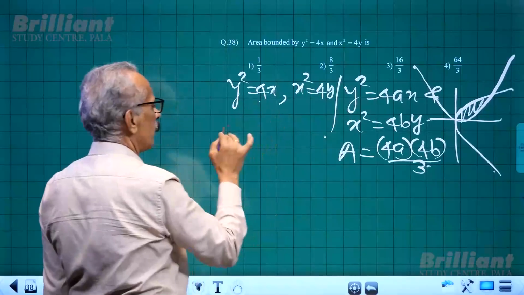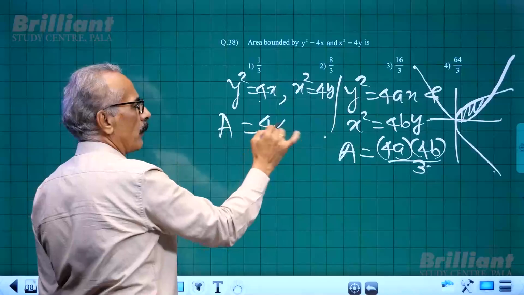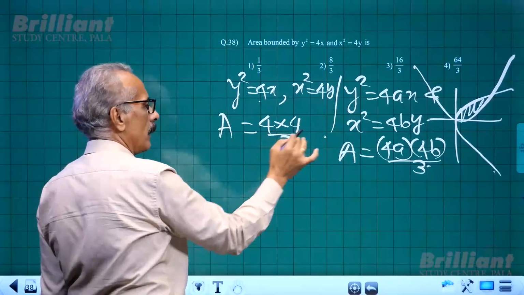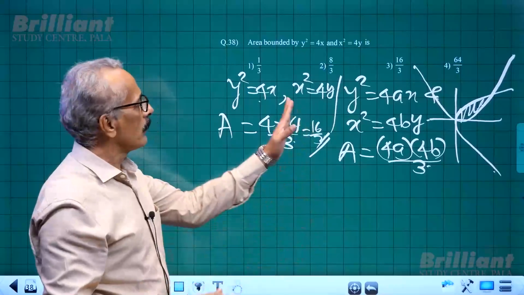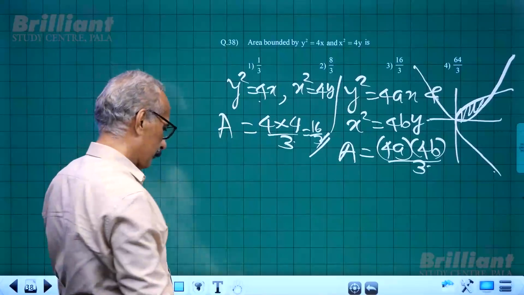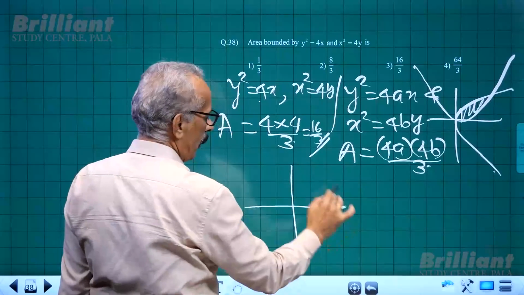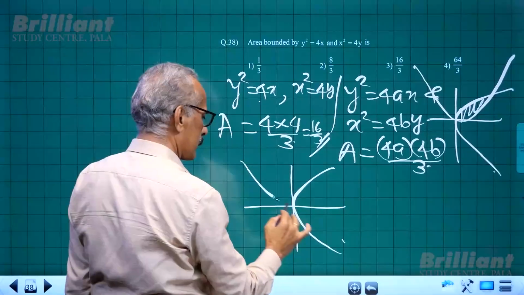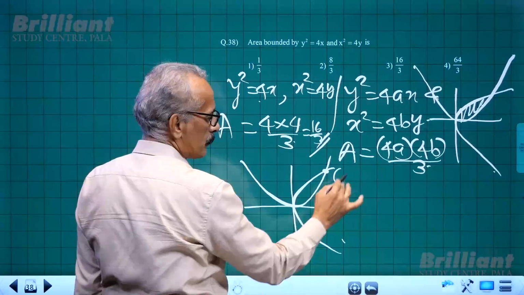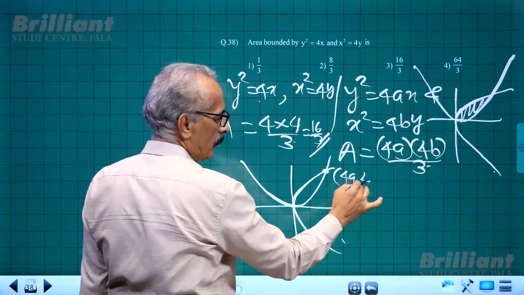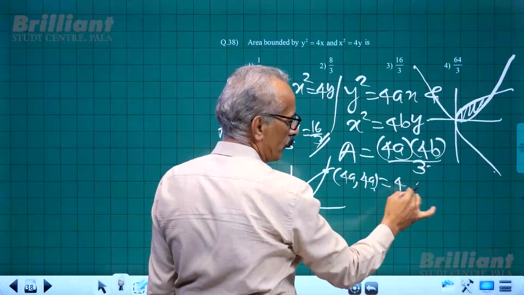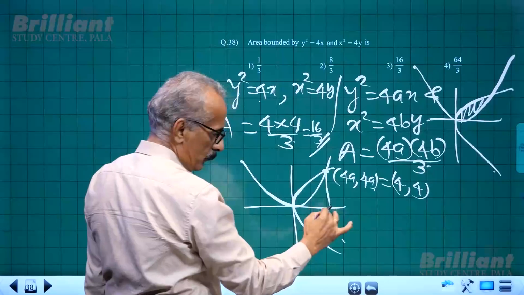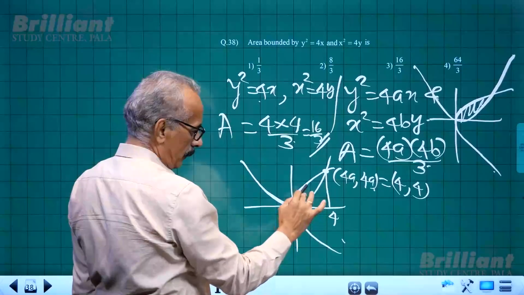Your 4a is 4, area is this, 4 into 4 divided by 3, that is 16 by 3. And I know that you know how to solve this question. So, the way to solve this: y square is equal to 4x, solving. What will be this point of intersection? 4a comma 4a. 4a comma 4a means here both are 4, that is 4 comma 4. From this you drop the perpendicular.